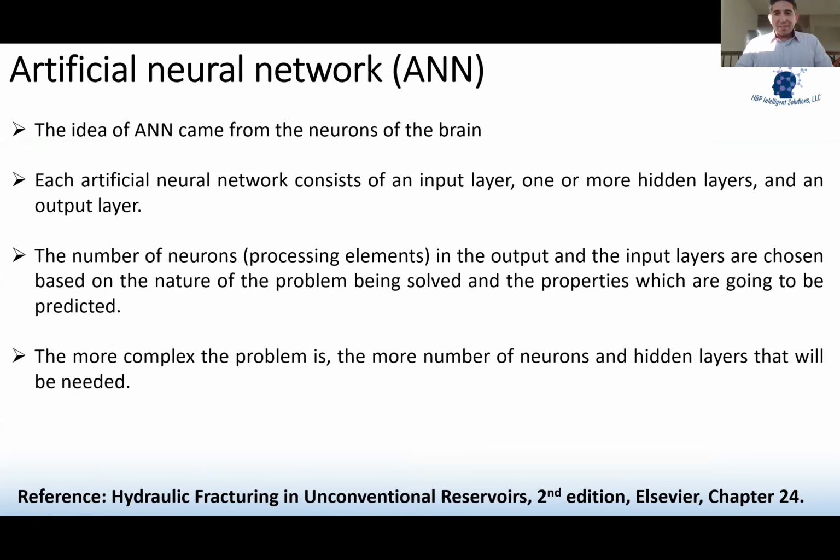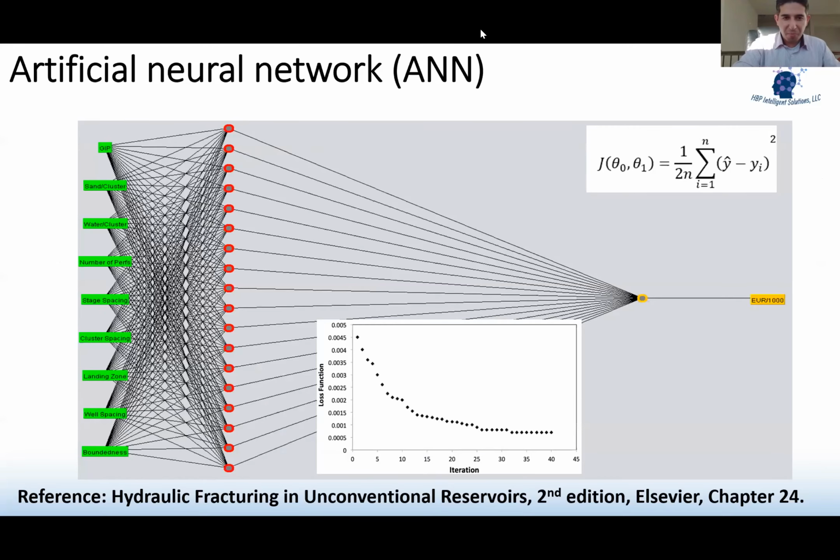Now the next one is an artificial neural network. Okay, so an ANN. The idea of an ANN came from neurons of the brain. As you guys know, we have billions of neurons in our brain, and the idea behind an ANN is that you have an input layer, you have a hidden layer, and you have an output layer. Let's just go to the next slide to show you in a picture.